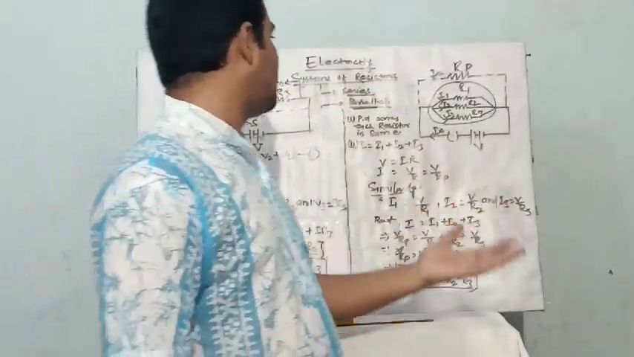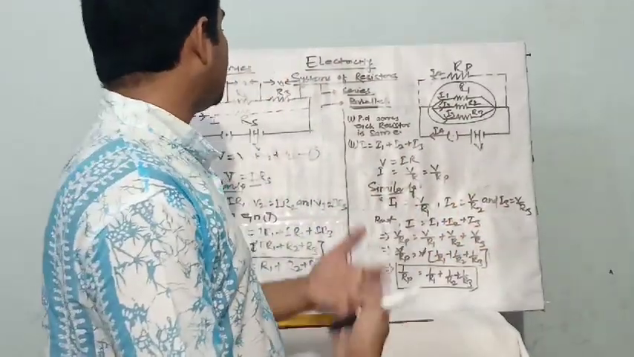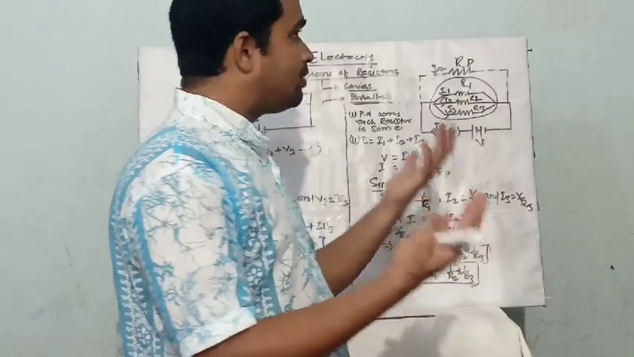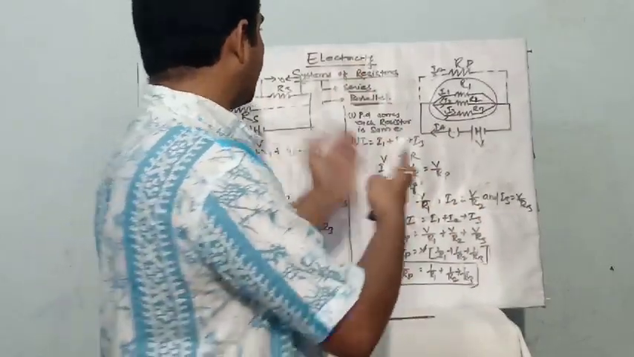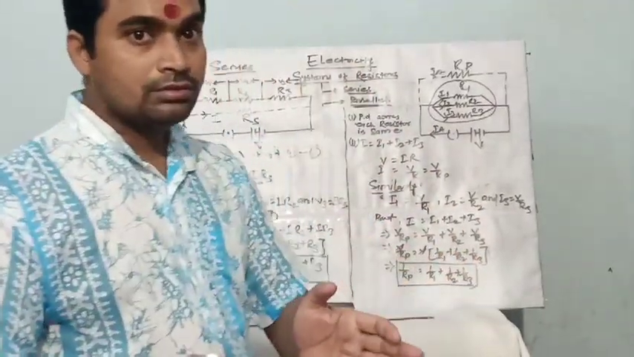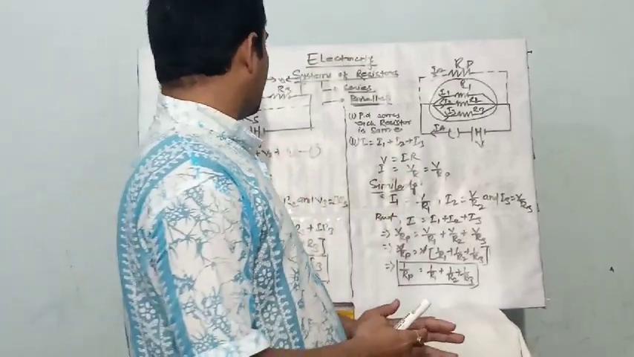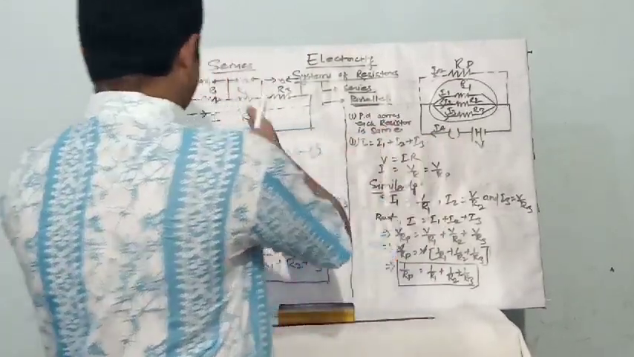They can be operated with their own switch. They have different switches, and can be operated with the help of different switches. So this is the series combination and this is the parallel combination.